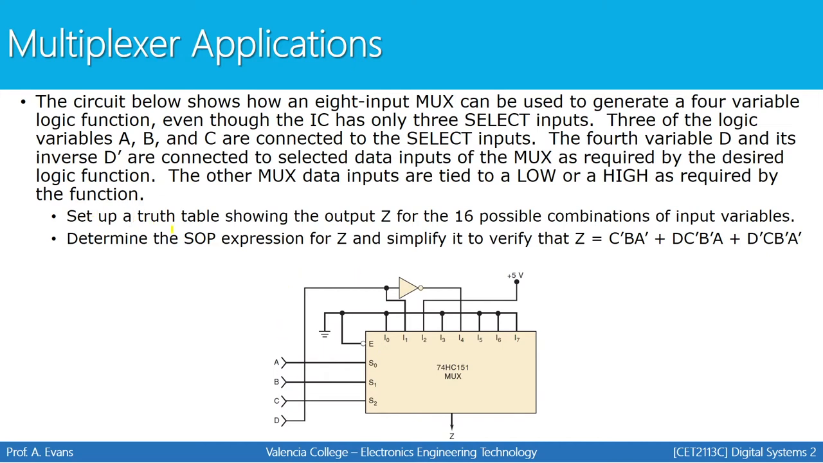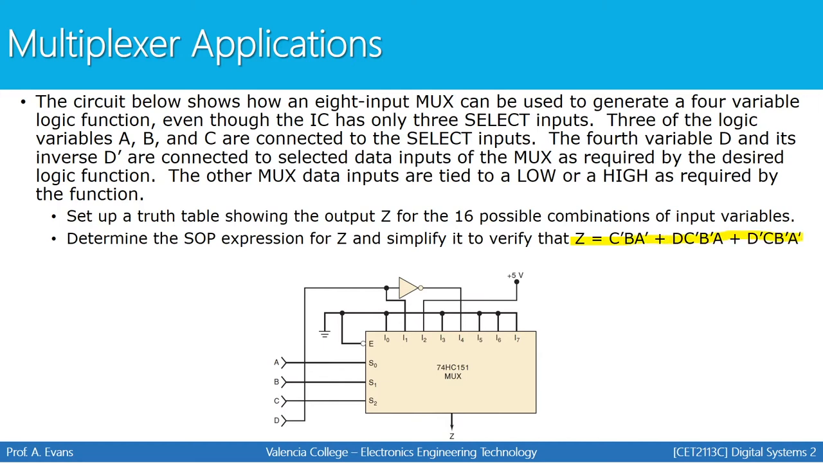Set up a truth table now to show what the output is going to be for every possible combination of A, B, C, and D. Notice that some of the inputs to this MUX have been wired high or low. What we're going to do is prove that this wiring provides this output. So we're working backwards.